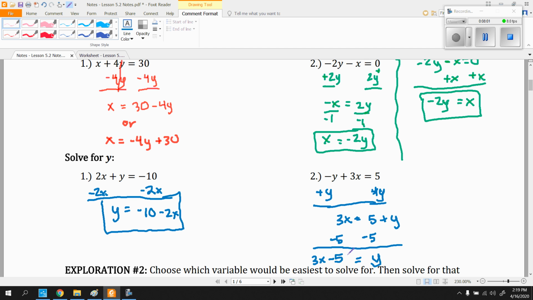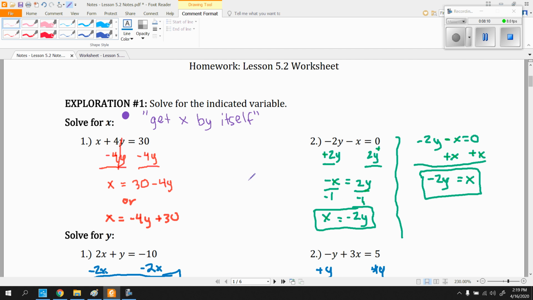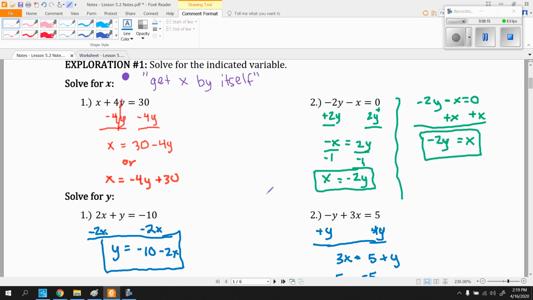So that's really one of the big skills we're going to have to do for today's lesson, Lesson 5.2, when we start solving by substitution. That's kind of a review concept for us, going back and just getting a variable by itself. Okay.